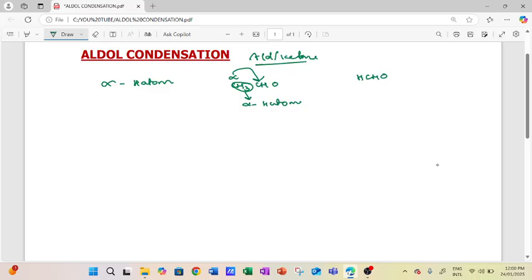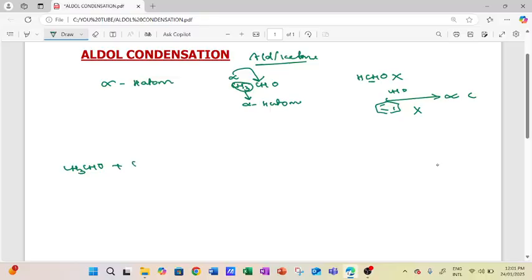Why? Because there is only one carbon, and that is the part of the aldehyde only. So there is no alpha carbon, and in this case we cannot write aldol condensation. Similarly, if we take benzaldehyde, there is an alpha carbon, this is the alpha carbon, but there is no hydrogen atom because all four valencies are satisfied. So this also will not undergo aldol condensation. So first I'll take ethanal to show the reaction.